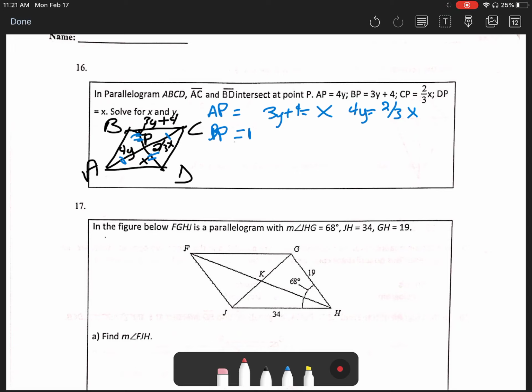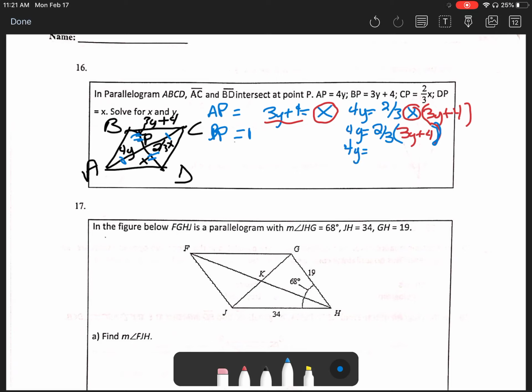By themselves, I can't solve, but I know that x is equal to 3y plus 4. So what I'm going to do is replace this x with 3y plus 4. So this is going to be 4y is equal to 2/3 times, and then instead of x, I'm going to write 3y plus 4, like that. Okay, I do distributive property.